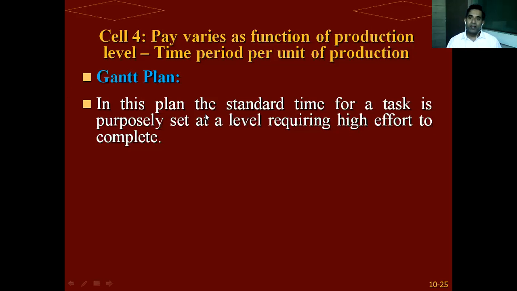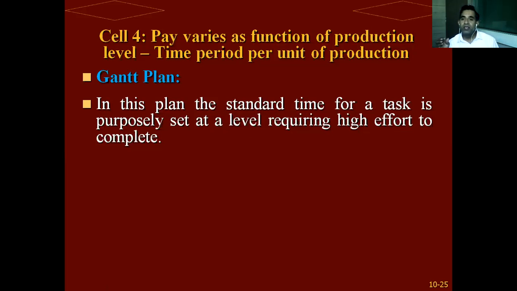So under the Gantt plan, the standard time for a task is purposely set at a level requiring high effort to complete. So let us say they will set a very short standard time. It means the employee has to really work very hard and put in more effort.